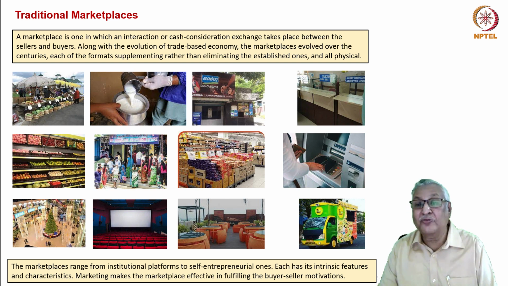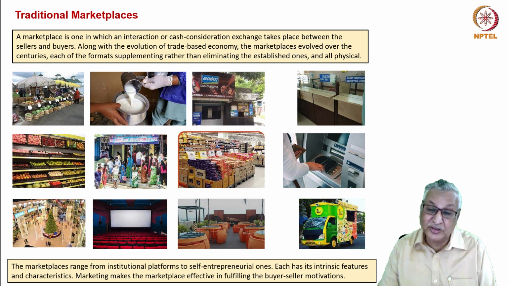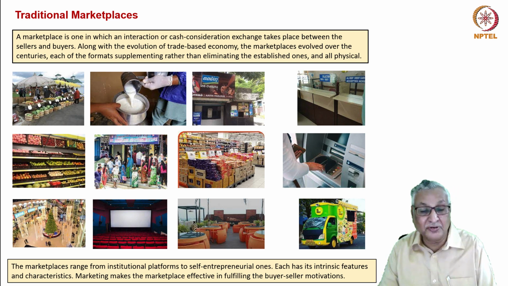Therefore, there are a number of ways in which the traditional marketplace can be viewed, and it's also fascinating to see how the traditional marketplaces have evolved. There used to be a time when a bullock cart used to go around with goods or agricultural produce, and it constituted a mobile marketplace. Today, you have moving trucks, which serve as the traditional but physical marketplaces in a contemporary avatar.